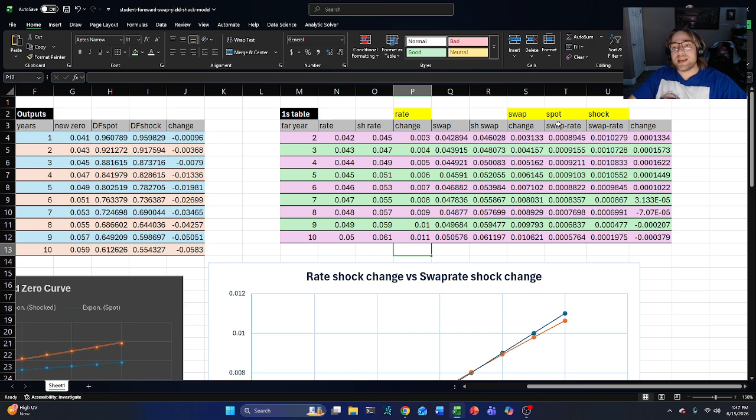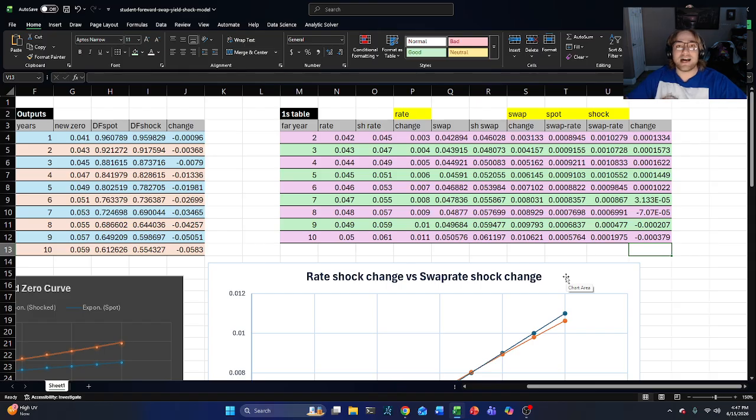This is our swap rate minus rate basis, so we look at the spot and then we look at the shock, and then we can model the change, so the change in that basis as well, because the swap rate minus rate basis is also going to change when there's a yield curve shock. So it gets really complicated fast.